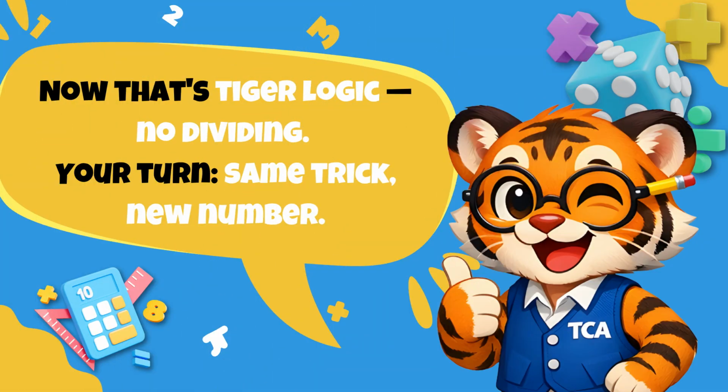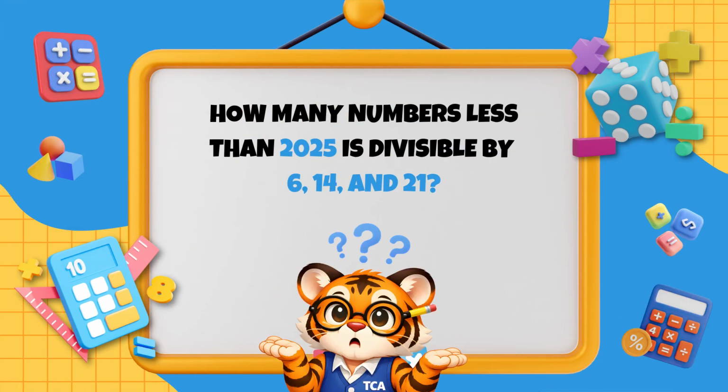Now that's Tiger logic, no dividing. Your turn, same trick, new number. How many numbers less than 2025 are divisible by 6, 14, and 21?